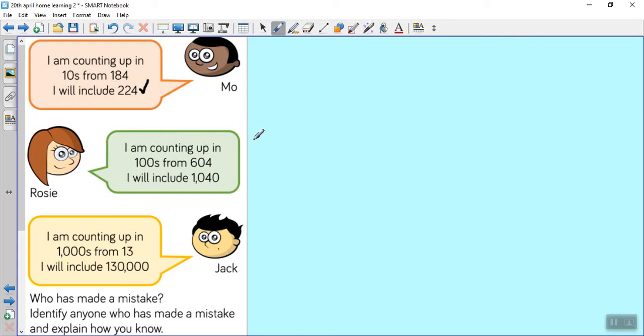Next, I'm counting up in hundreds from 604. So when you count up in hundreds, this will change, but the 0 and the 4 will stay the same. 604, 704, 804, 904, 1004, not 1040. And Jack says, I'm counting up in thousands from 13. So the hundreds, tens and ones will stay the same. 1,013, 2,013, 3,013. I can't see a 13 here at the end. So Jack is wrong.